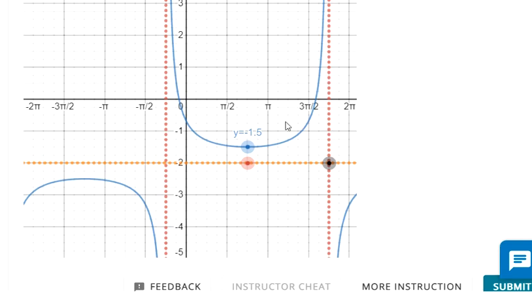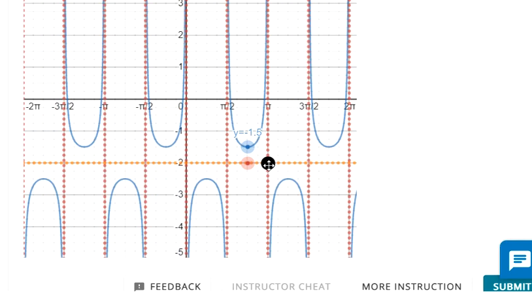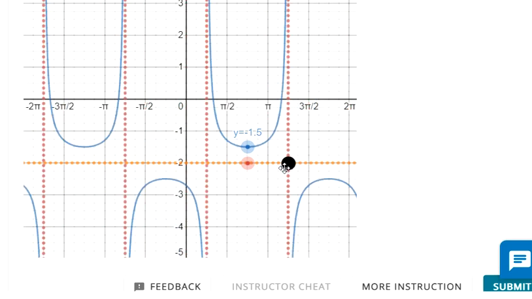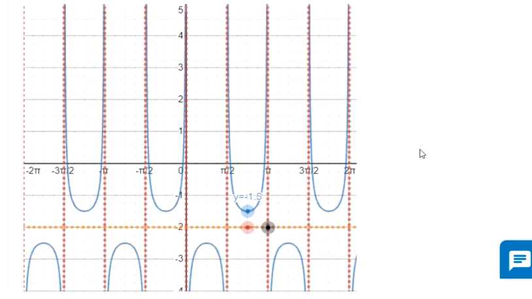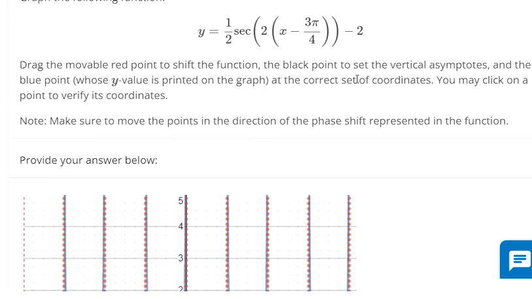It looks like 3 pi. No, I'm supposed to have a vertical asymptote here. That got shifted. It's supposed to be a vertical asymptote at pi, we said, right? So I had to move my black dot over here. That way I have my vertical asymptote in the correct spot. Okay, I think we got everything now. That's 3 pi over 4 for our phase shift.